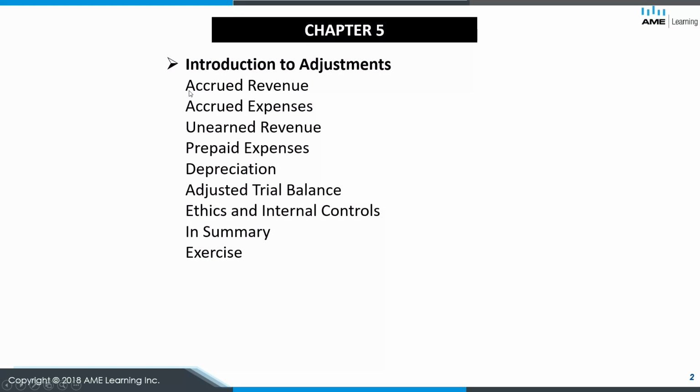and this will be an overview of adjusting entries. Then we're going to look at some specifics of the different types of adjusting entries, such as accrued revenue, expenses, unearned revenue adjustments, prepaid expense adjustments, and finally depreciation. Then we'll take a look at the adjusted trial balance, and end this chapter with a look at related ethics and internal control considerations.